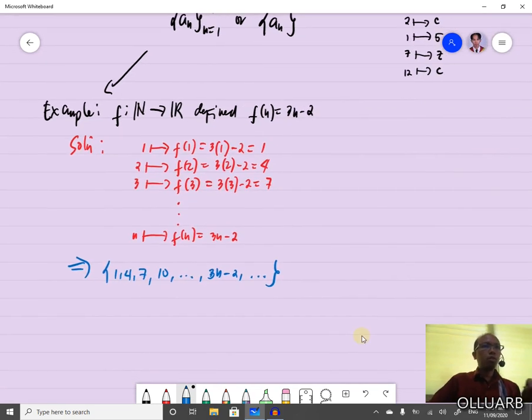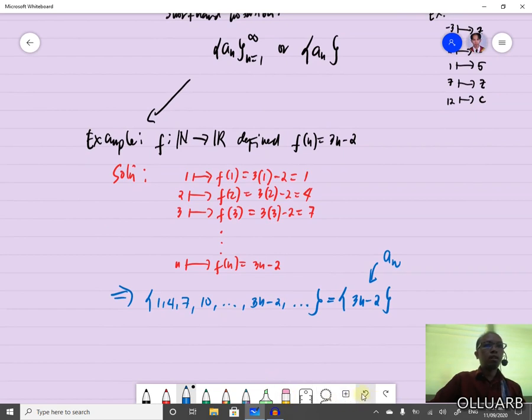Okay, so please don't forget that. Or in shorthand notation, you can write this one as 3n minus 2, meaning to say when n is equal to 1, we have 1, and when n is equal to 2, we have 4, and so on, because this is our an. Okay, so that's the first example. Let's name this one example 1.